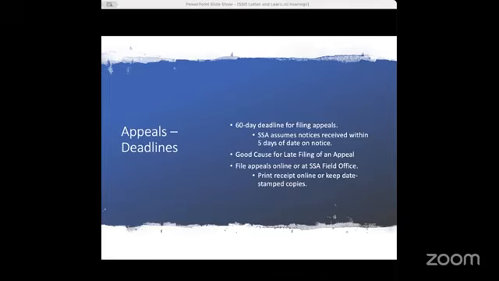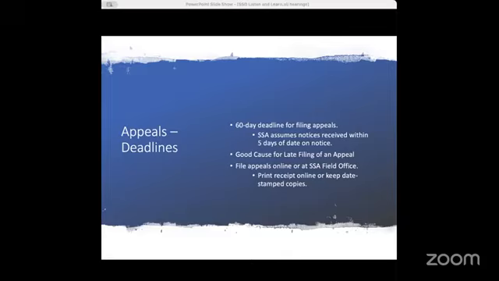So if your request for reconsideration is denied, you're going to want to take a look at that letter. You're going to want to take a look at the date of the letter, and then you can appeal within 65 days of the date on that letter. If you are later than that, you can still appeal, but you'll need to have a good reason. You'll need to have good cause for submitting a late appeal.